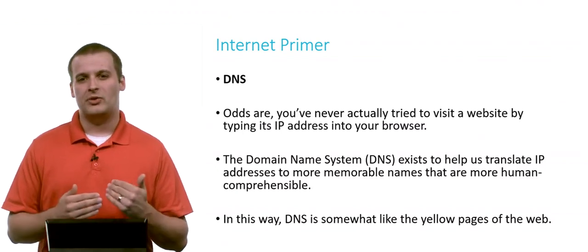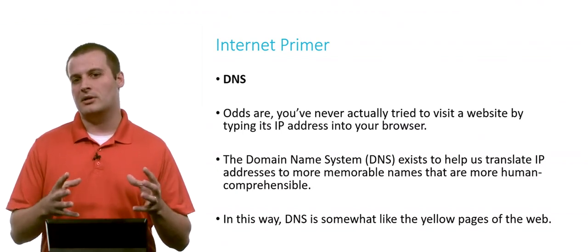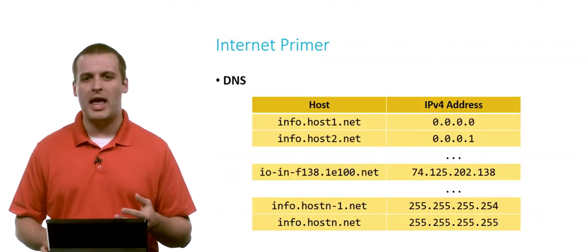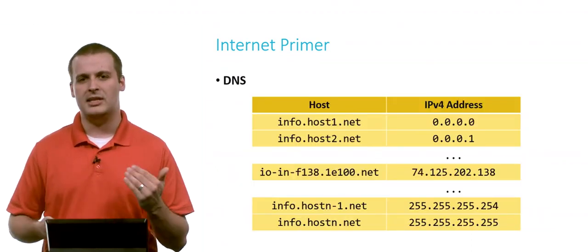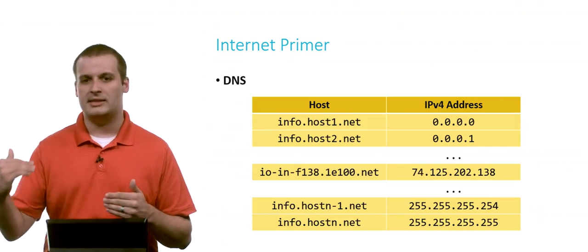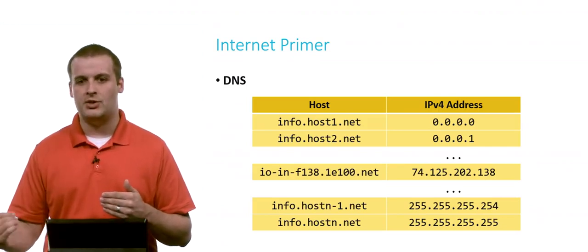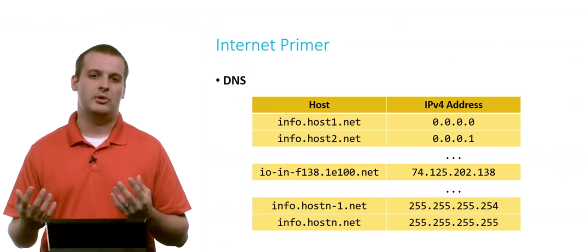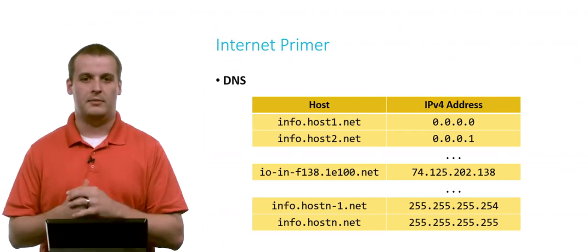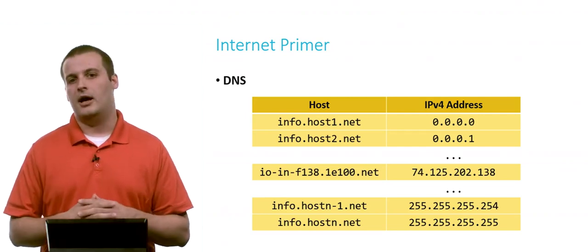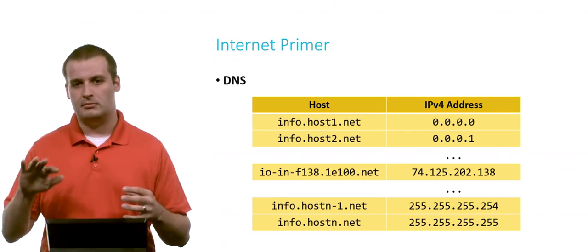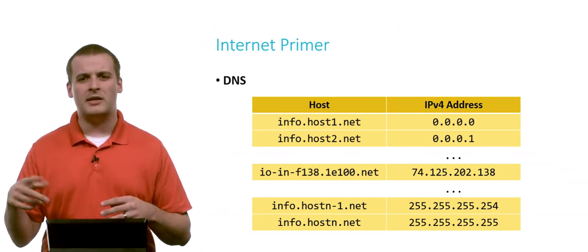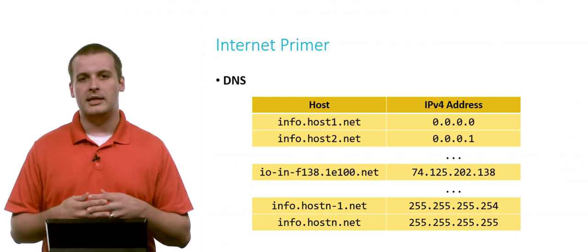So this mapping, this translating of sets of numbers to human readable names kind of makes DNS the yellow pages of the web. And you can think about it as if it's just a huge list running from 0.0.0.0 all the way down to 255.255.255.255, which would be the highest possible. That's the full range from there, from zeros to 255s of all 4 billion-ish IPv4 addresses.